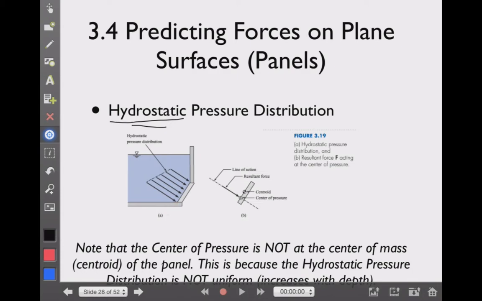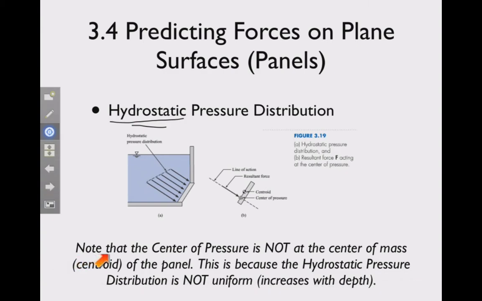And so what this does is it says that the line of action now is no longer coincident with the centroid, that the center of pressure on this panel, where that resulting force acts, is actually deeper, further down on the panel, deeper in the tank. So we can see then that the center of pressure is not at the center of mass or the centroid of the panel any longer. And this is because the hydrostatic pressure distribution is not uniform, that it increases with depth.